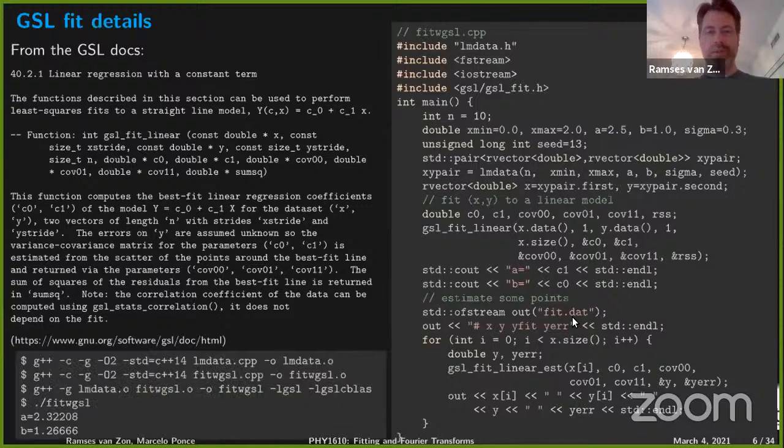To compile this, we don't have to recompile lmdata, so this first line is actually not really necessary. We already have lmdata.o, but now we compile fit with GSL again to an object file. We link them together. Now it becomes important to have the GSL and the GSL CBLAS in here. And then if we run it, we get the values of A and B that are given here.